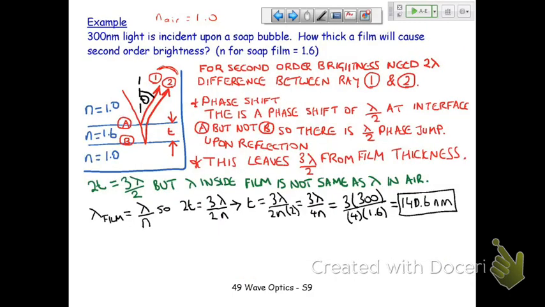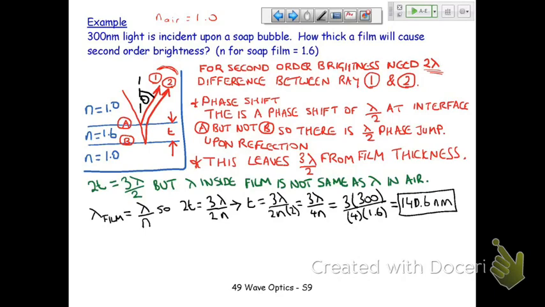So, I say, sir, a second order brightness, I've got constructive interference. So I need, in terms of, well, if we had no phase effect, if it was just path difference, I'd need two wavelengths. No wavelength difference, path difference of 0, brightness. Path difference of 1, first order brightness. Path difference of 2, second order brightness, yeah?